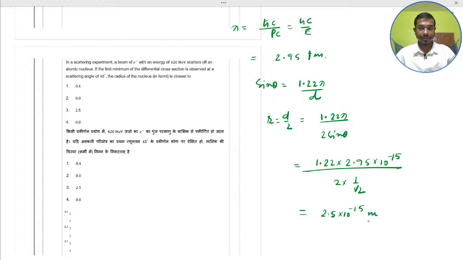2.5 into 10 to the power minus 15 meter. So the radius is 2.5 Fermi. So option C would be the correct answer. Next question.